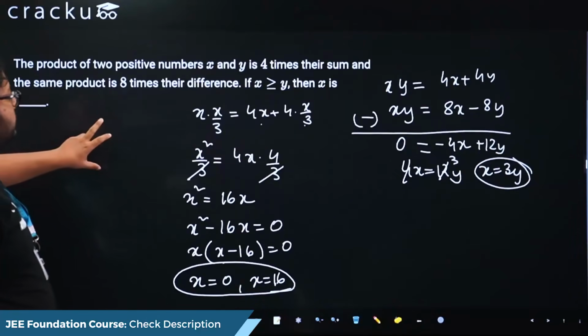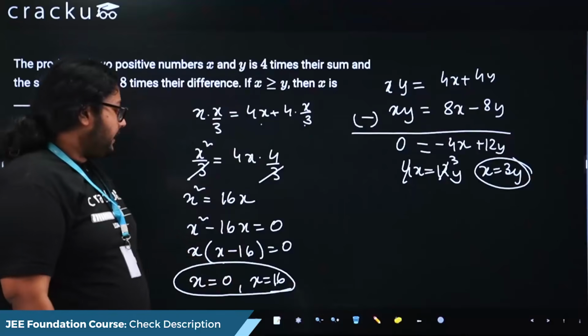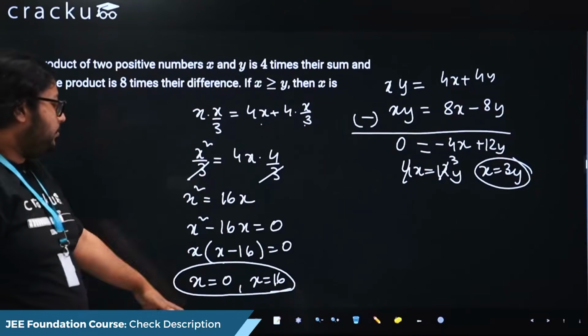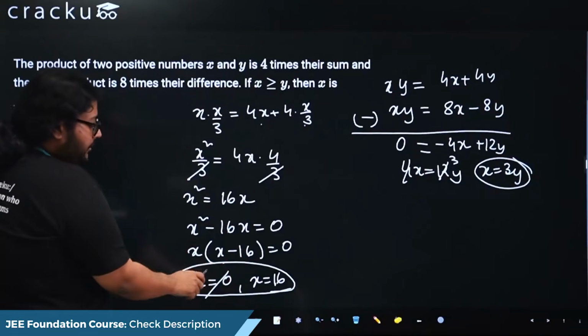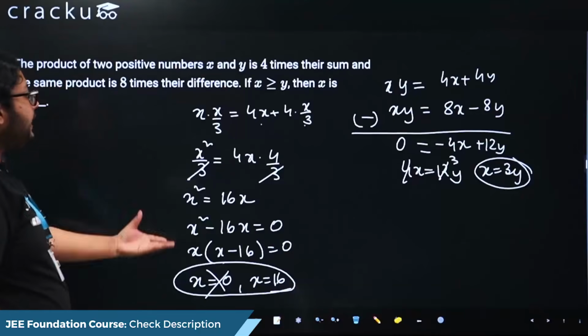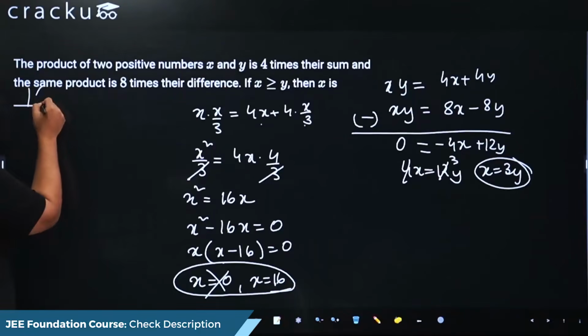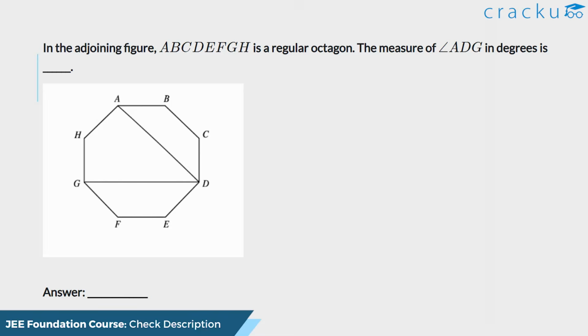Once I have these two roots, x is greater than or equal to y, and x is positive. So since it is positive, I can easily eliminate x equal to 0. So x is equal to 16. 16 is the correct answer here.